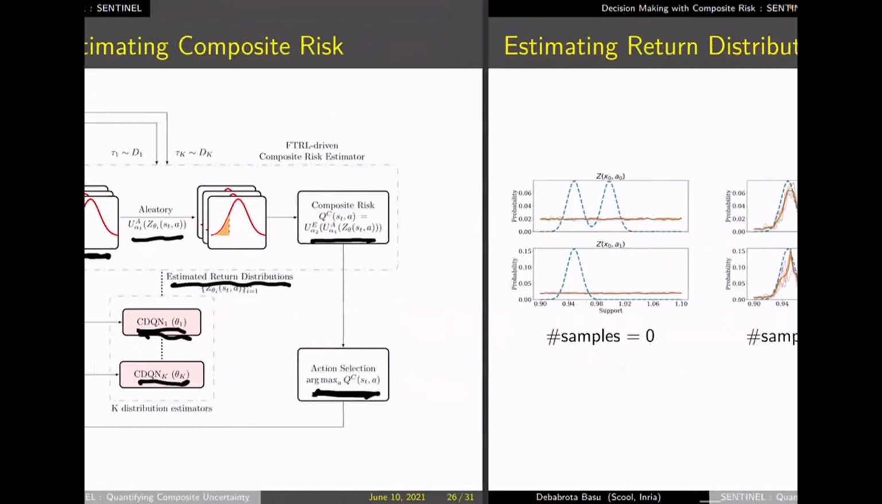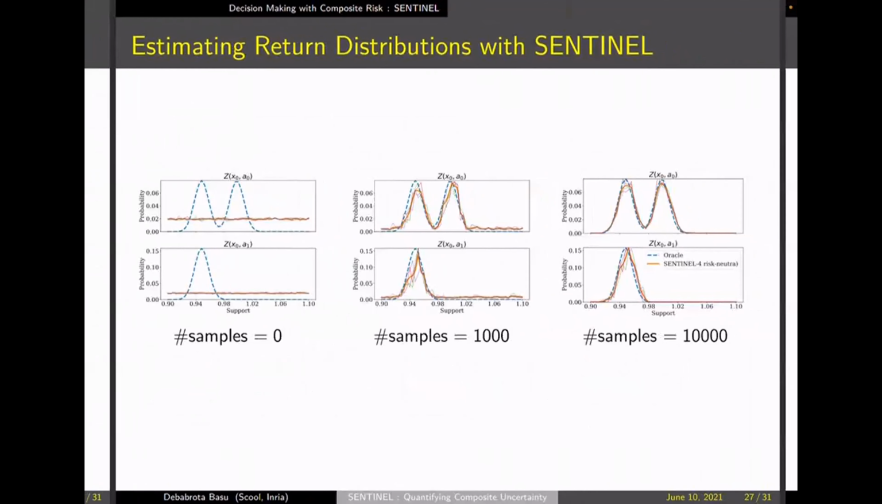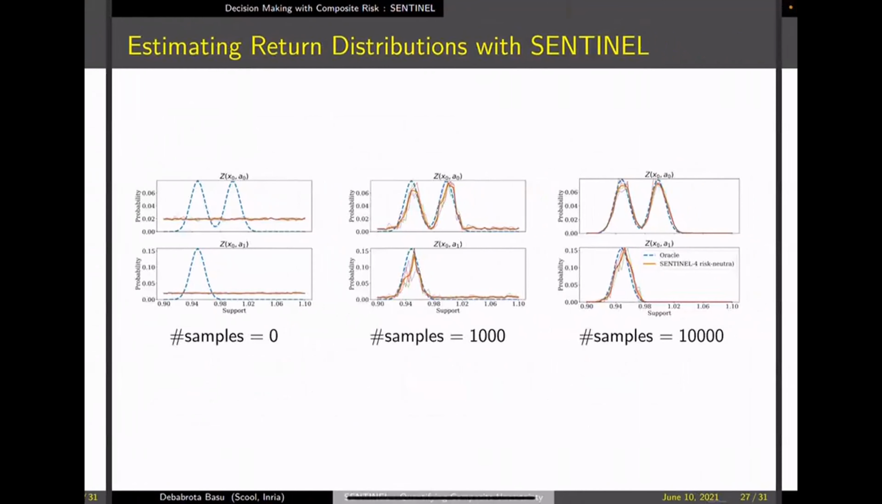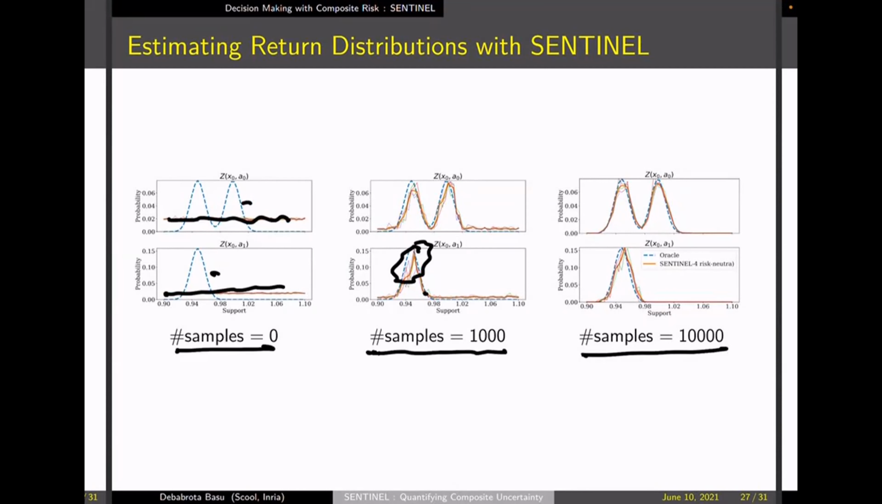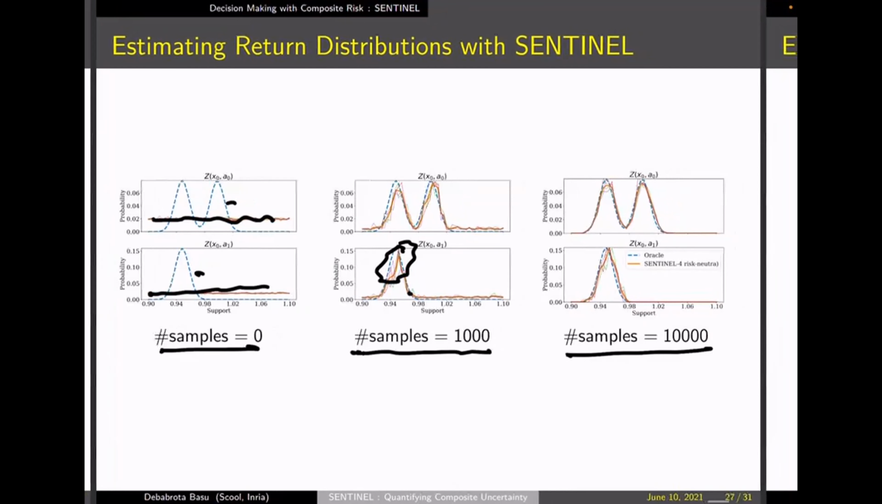And using that, we observe that the number of samples was initially 0, so we started with uniform distributions for both of the actions. As you can see, they're all uniform distributions here, but the actual reward distributions were the blue ones. We have seen that in the example. If you now increase the number of samples to 1,000, the estimate becomes closer, but there are still errors, right? And if you now make the number of samples 10,000, then we see that Sentinel correctly estimates this return distribution.